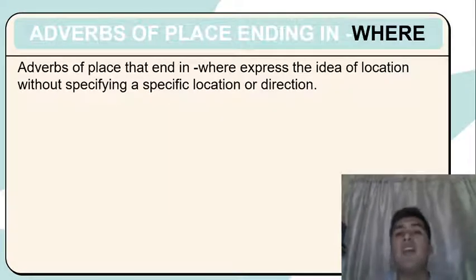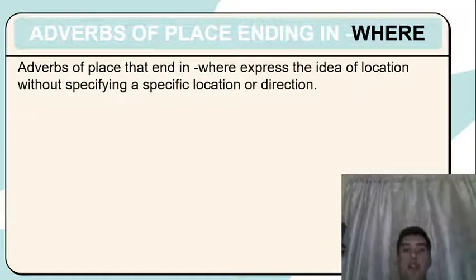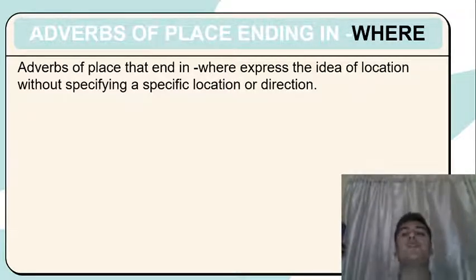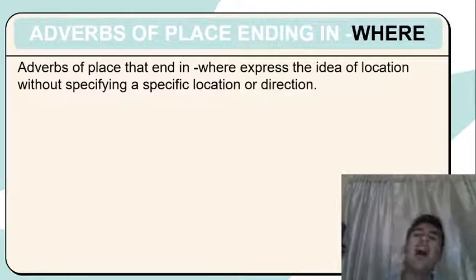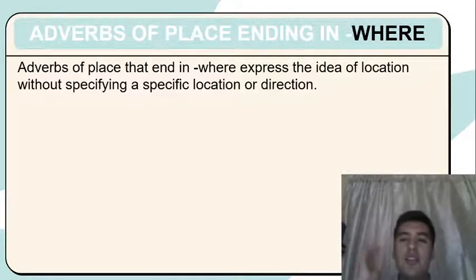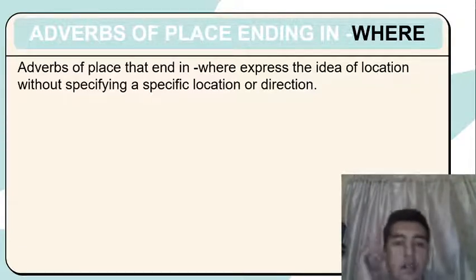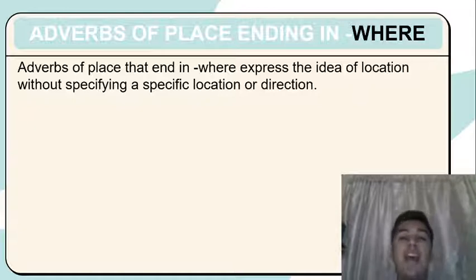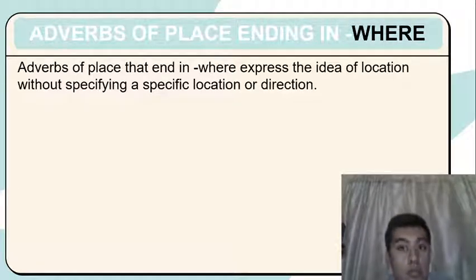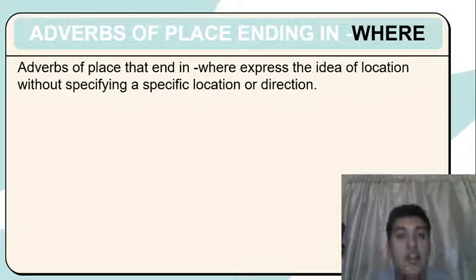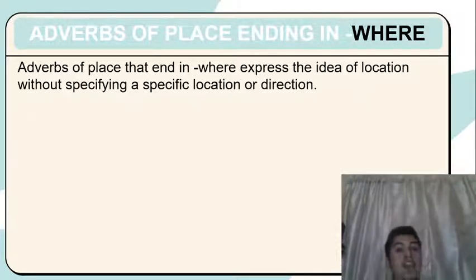Now, adverbs of place ending in -where. Adverbs of place that end in -where express the idea of location without specifying a specific location or direction. In other words, let's pretend you have a conversation with a friend and he tells you, I want to buy good seafood. And you tell him, oh, you can get good seafood in Tampico. Okay, perfect. You said an idea of location, but you didn't specify where.